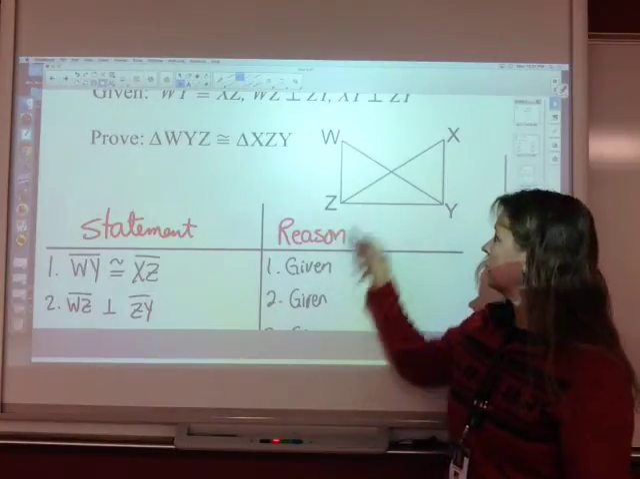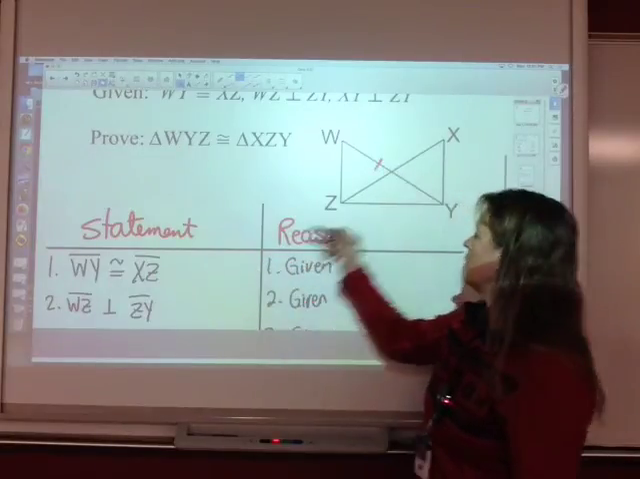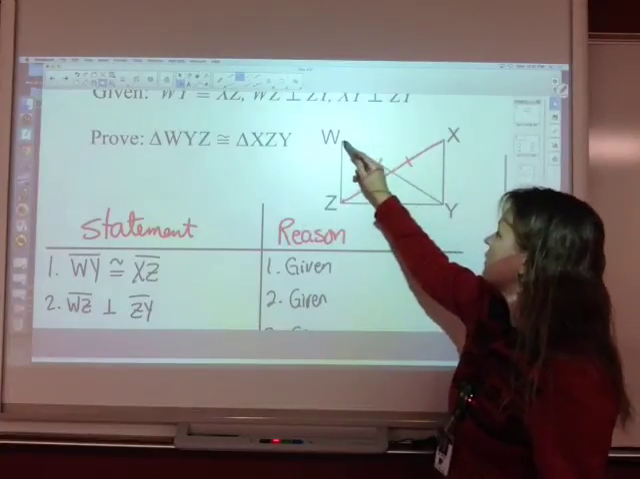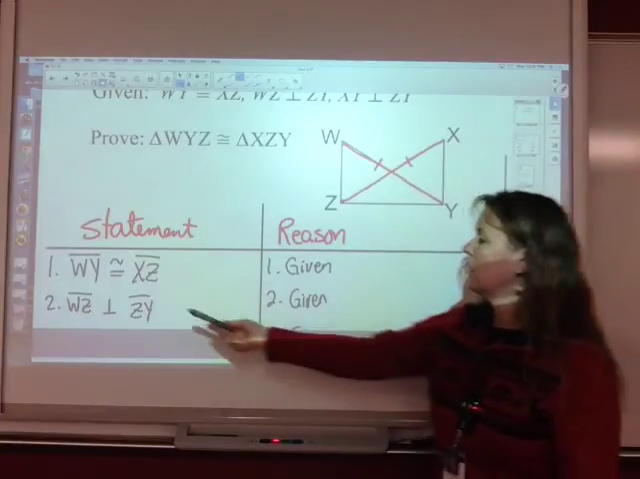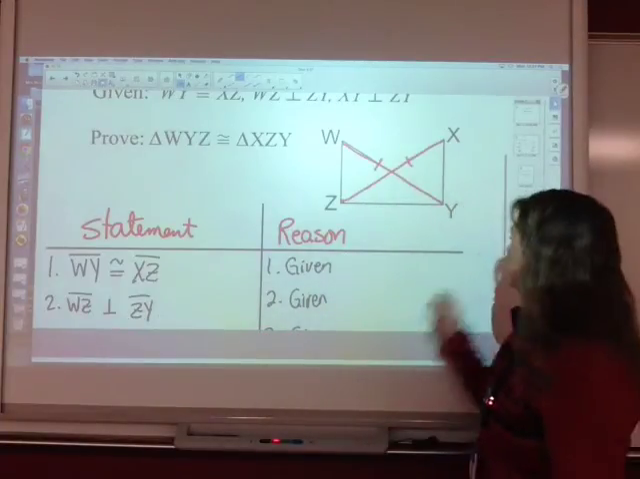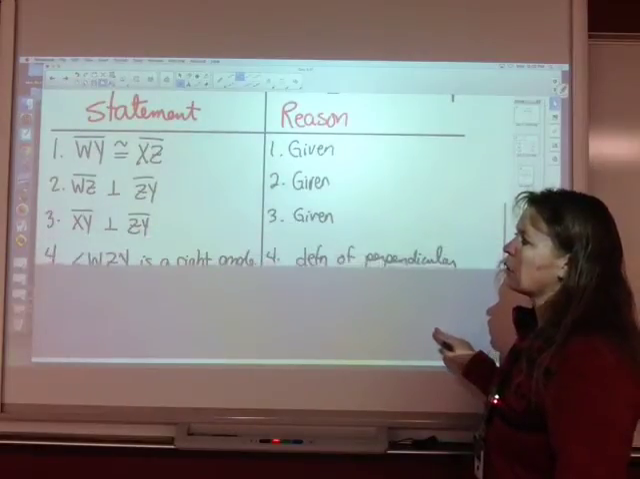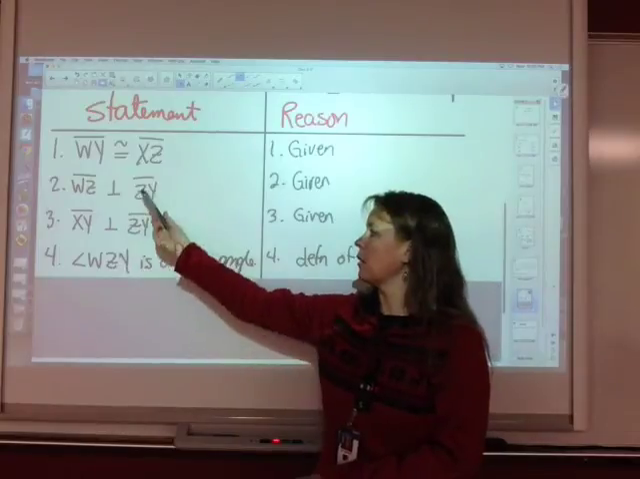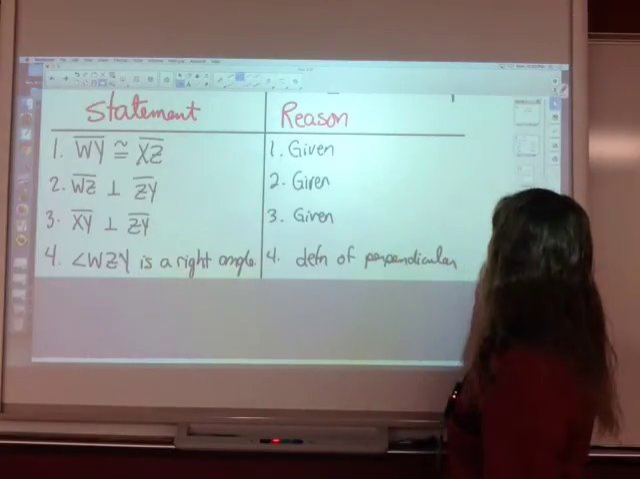Segment WY is congruent to segment XZ. And if you want to trace it so that you know that it's the entire segment, those 2 are congruent to each other. And we have another perpendicular. Every single time you see a perpendicular, you're going to do the same thing. If 2 segments are perpendicular, then they form a right angle. You just have to find the right angle.